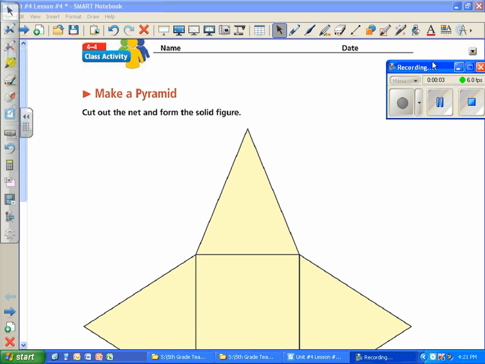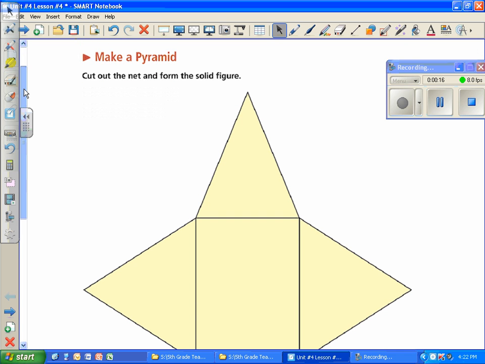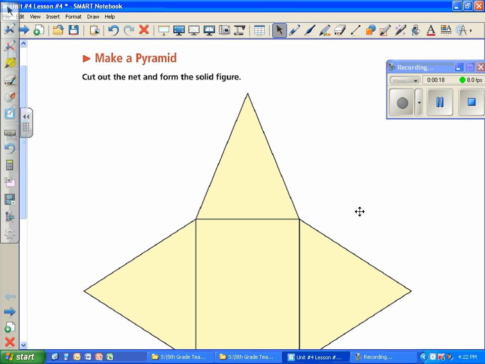All right, today we're going to be looking at Unit 4, Lesson 4. Up to this point, we've been working with prisms. We are now going to be moving into pyramids. And the best way to describe a pyramid is by looking at the faces of the pyramid. And all faces of pyramids are triangles. Now, the base determines the name.